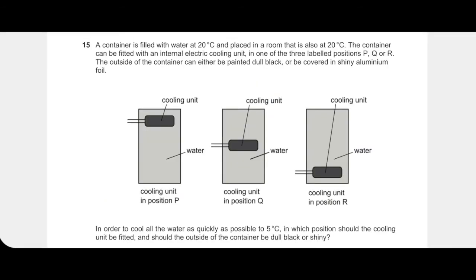Question number 15. A container is filled with water at 20 degrees Celsius and placed in a room that is also 20 degrees Celsius. The container can be fitted with an internal electric cooling unit in one of the 3 labelled positions P, Q, or R. The outside of the container can either be painted dull black or covered in shiny aluminium foil. In order to cool all the water as quickly as possible to 5 degrees, in which position should the cooling unit be fitted, and should the outside of the container be painted dull black or shiny?